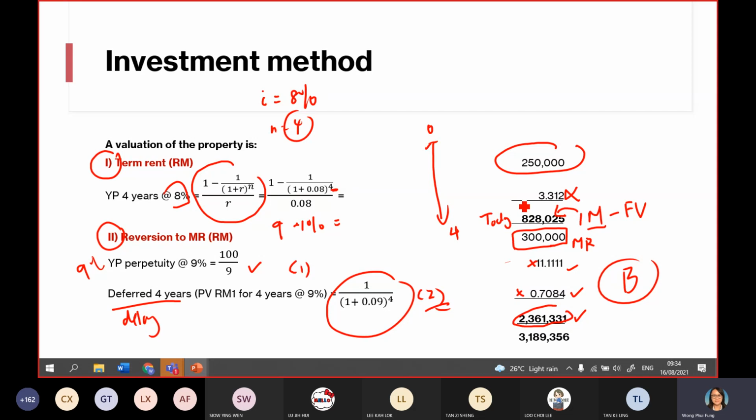Last but not least, X plus Y. X plus Y. Then you get this value. So remember that this question is quite tricky because it involves the future value. So it's very important that you bring it back to today's value by calculating like this. Okay, so that is the investment method.